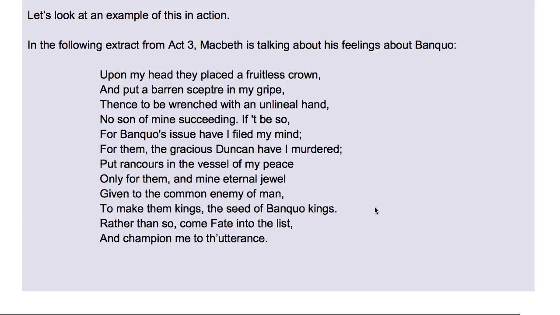Well, now we're going to look at an actual example. Here we are using Macbeth. So Act 3, Macbeth is talking about his feelings about Banquo.